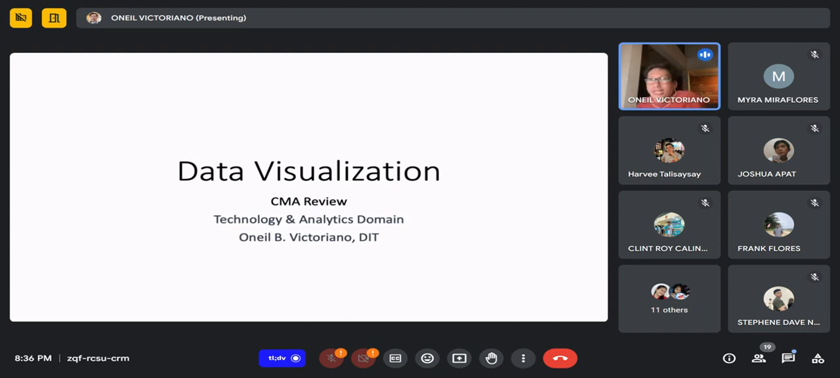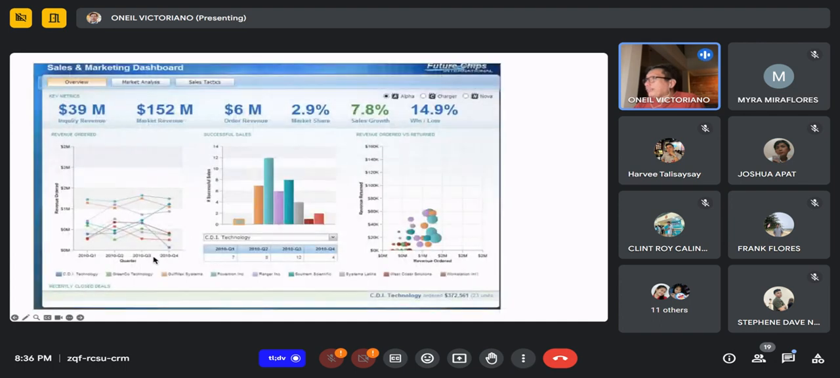The main objective is to be able to understand these different objects or different contents inside the dashboard. And let me start with the last slide for data visualization for different dashboards.